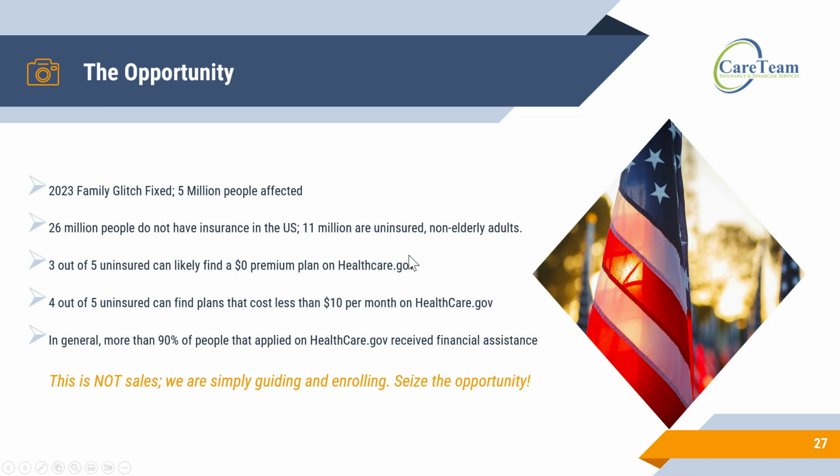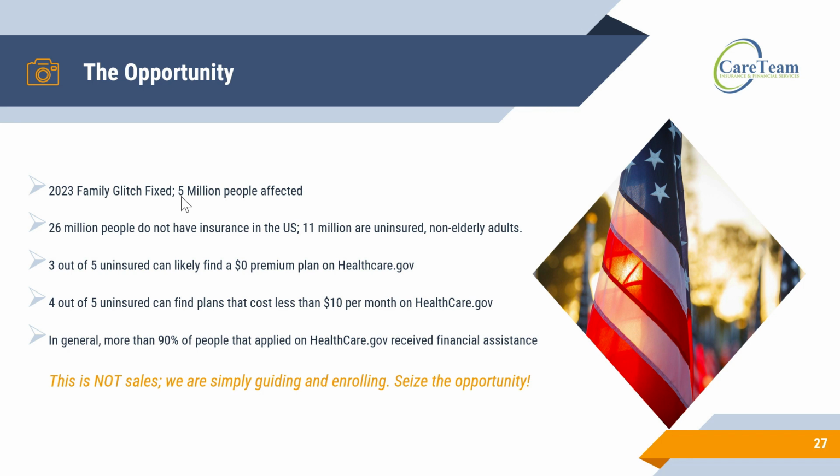So here's the opportunity that we have in front of us. As of 2023, the family glitch is fixed. And inside of this family glitch, there are over 5 million people that are currently affected by it. Really, the family glitch is that if someone was offered affordable insurance from their company, their dependents were not eligible to go to the marketplace and get subsidies and tax credits. That is no longer the case.